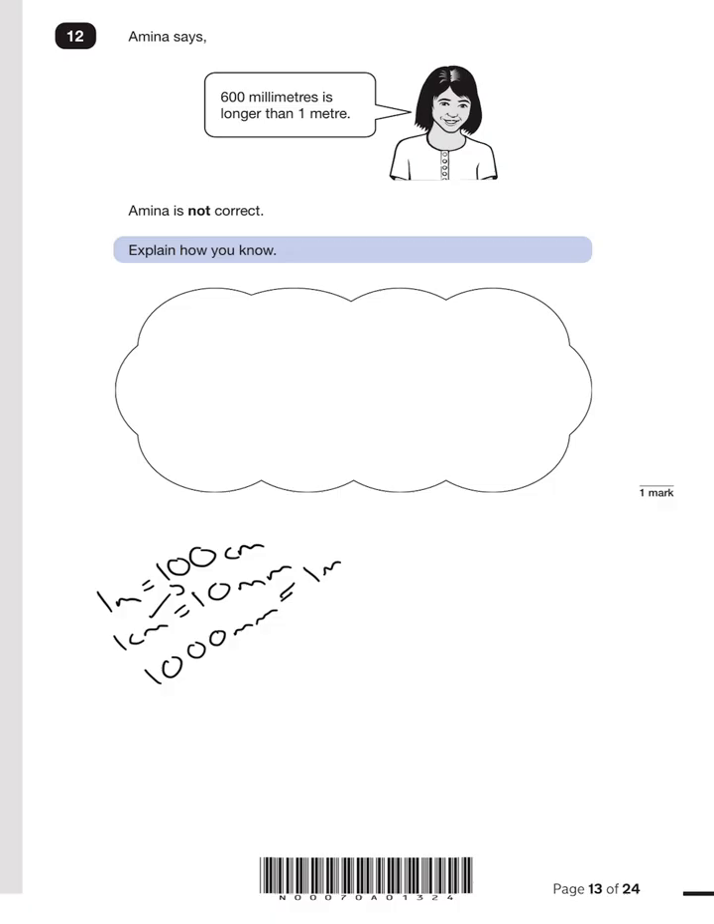Amina says 600 millimeters is longer than 1 meter, but 600 is less than 1000, so that cannot be true. So let me write something in the bubble here.